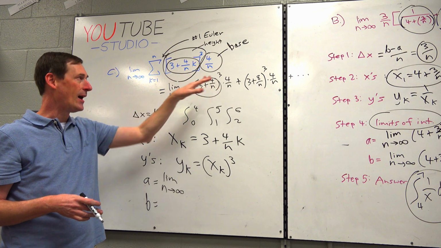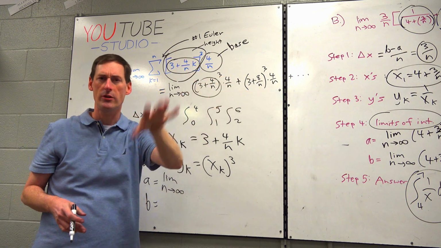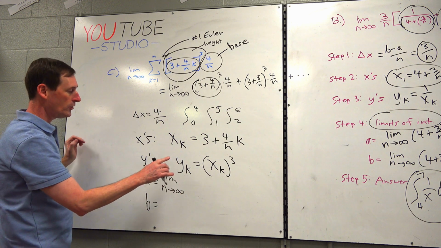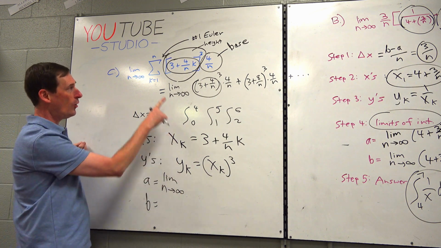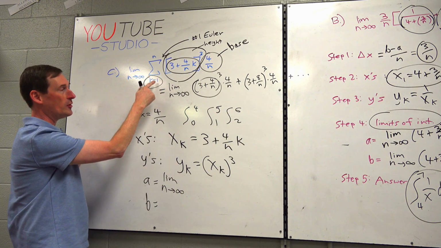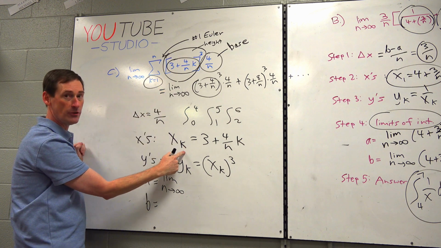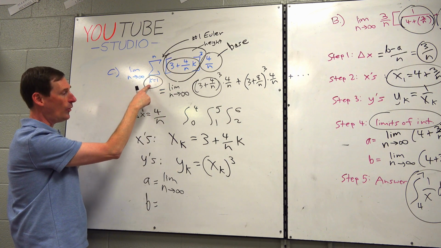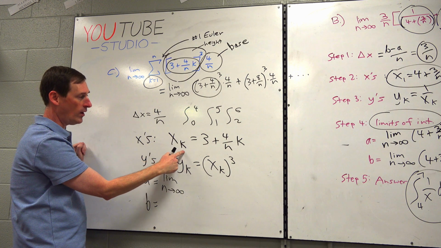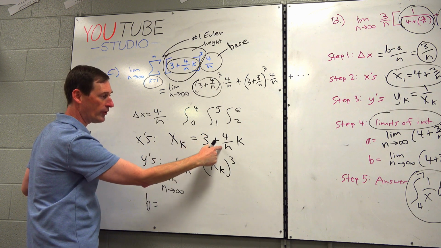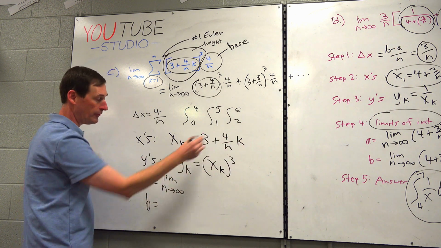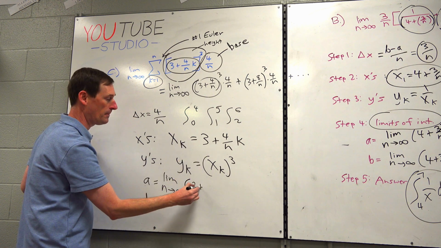If you didn't write it out, which takes time, and I probably wouldn't do that in the future, couldn't we just plug in the number 1, which was our start point, into the formula? It says k is 1. X sub 1 is 3 plus 4 over n times 1. So you can get it from here too. I'd rather you get it from here.